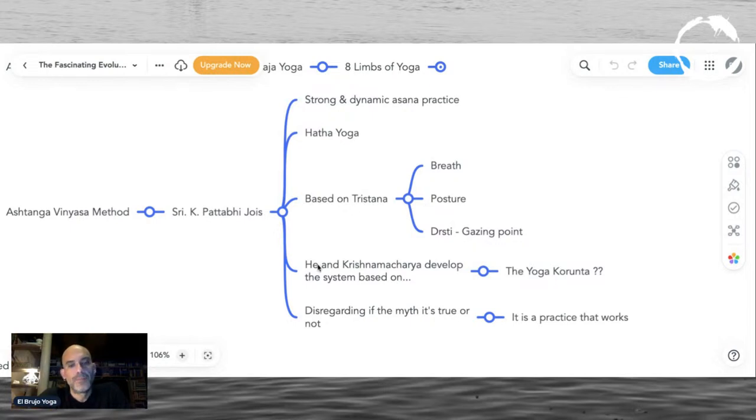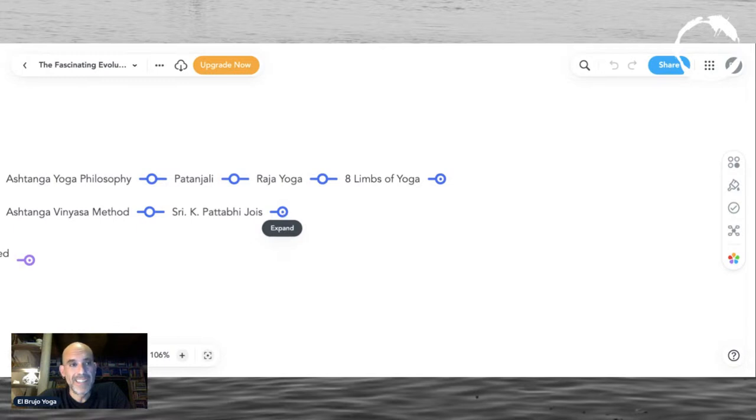It was Sri Pattabhi Jois and Krishnamacharya, his own teacher, both together, who developed this system based on the Yoga Korunta, which is supposedly a text which nobody knows anything about. There is no proof. There is a little bit of a myth. But disregarding the myth, whether it's true or not, it's a practice that works. It's becoming more and more famous, this practice.